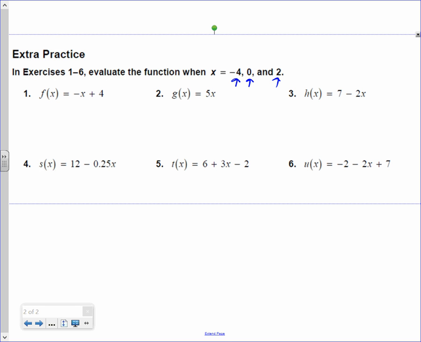So on number 1, wherever I see the input of x, I'm going to replace it with -4. The function at -4 equals negative. There's a -1 in front of x, so I'm going to put -1 times x. I'm replacing x with -4, plus 4. Look what I did. I'm going to evaluate f of x when the input is -4 first, and then I'll evaluate when the input is 0, then when the input is 2. We're going to do it together here.